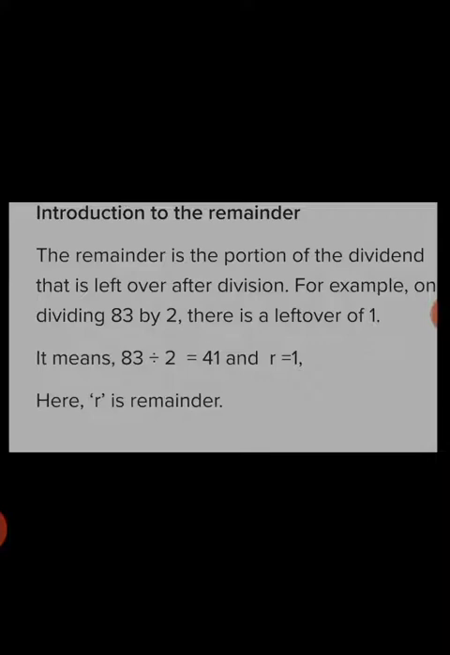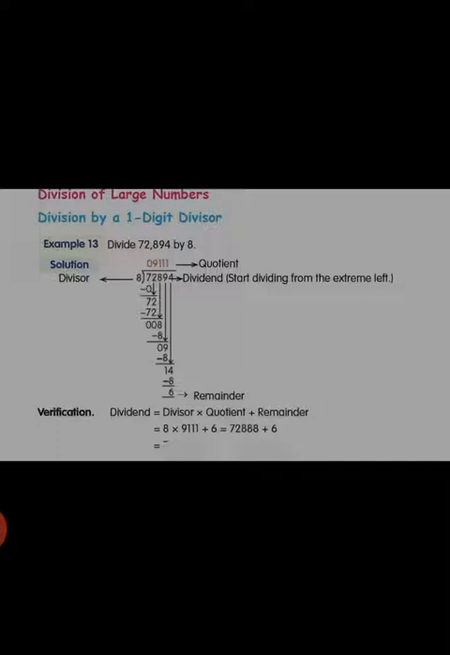So let us try to understand the concept through division of a number by a one-digit number. That is example number 13 in your book. So there is 72,894. You need to divide it by 8.